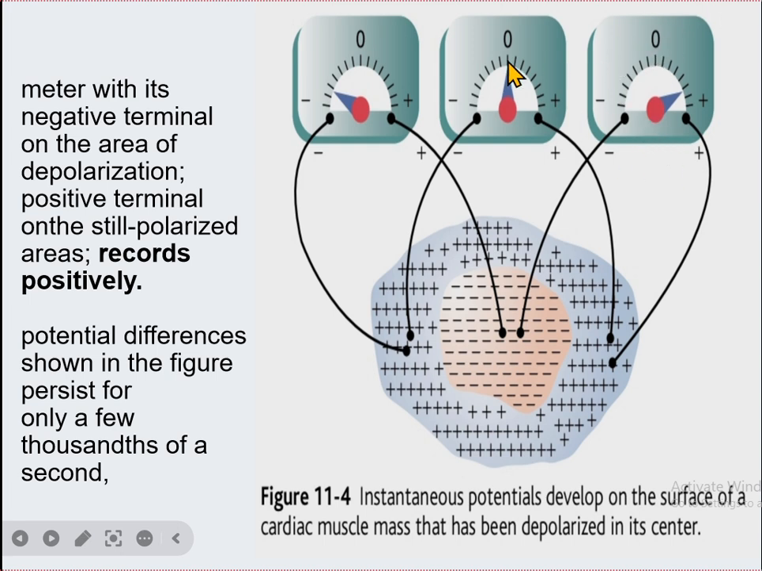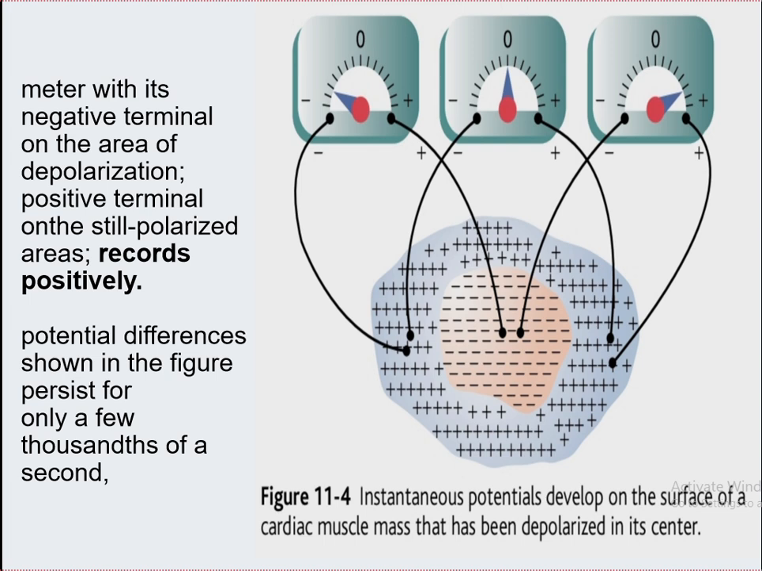But if the negative terminal and positive terminal are both in areas of the same charge, the potential difference is 0. So that's what we are summarizing in the other illustration. Areas of the same charge, 0 potential difference. Meaning on our ECG, it will be along the baseline.